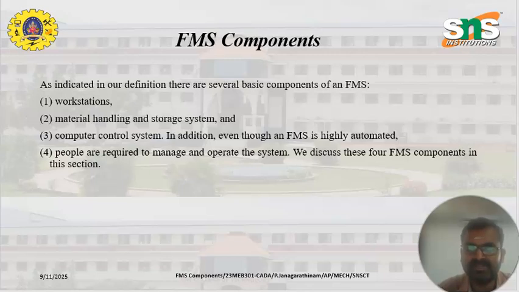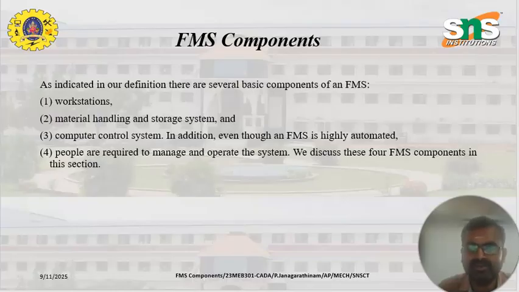So the first component is the workstation, and the second one is the material handling and storage system. Material handling means we use different material handling equipment like conveyors, cranes, robotics, and AGVs. So different kinds of material handling systems are incorporated in our FMS to reduce the manpower. And in the storage system, we maintain the inventory or stock.